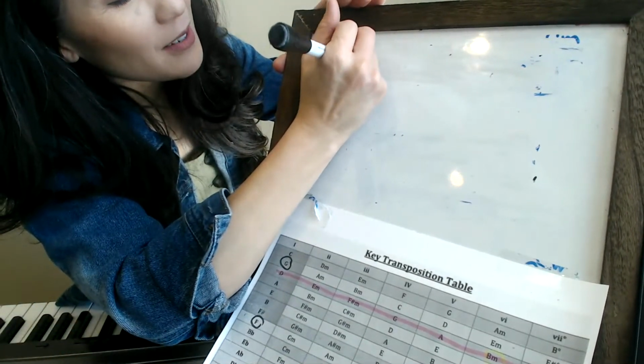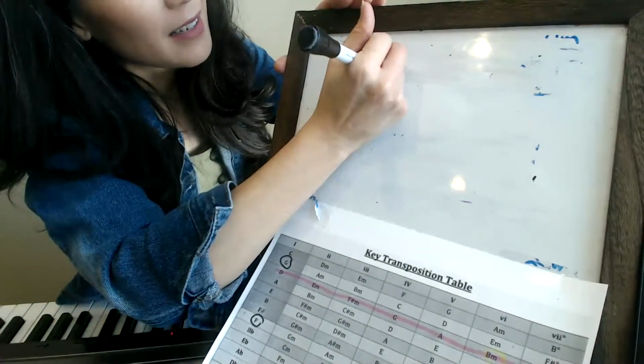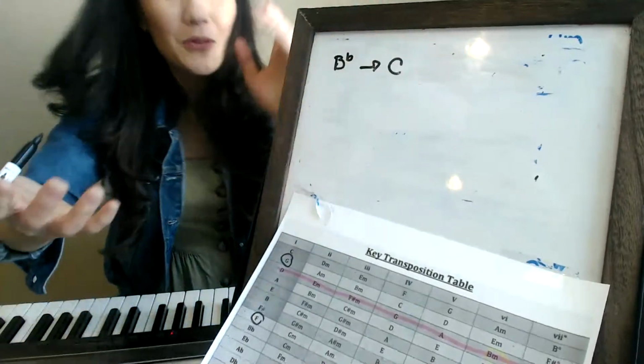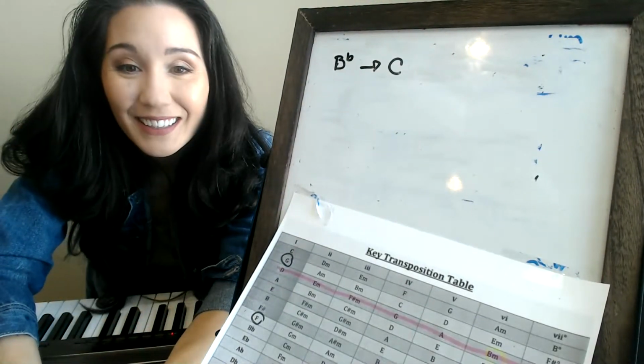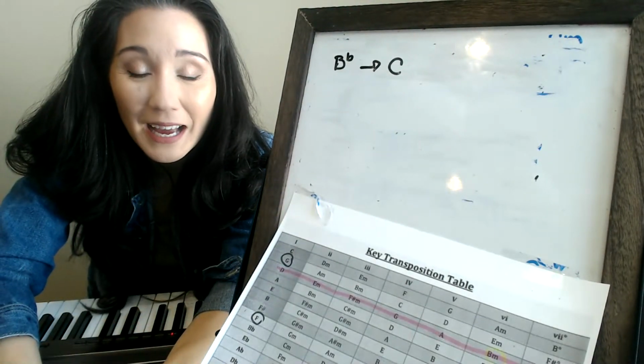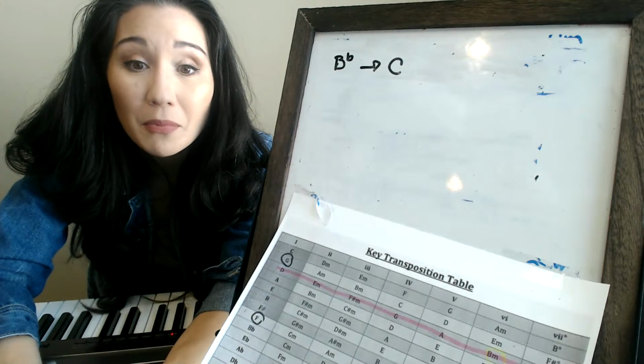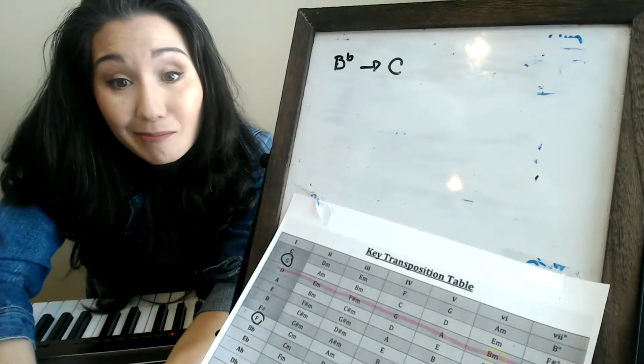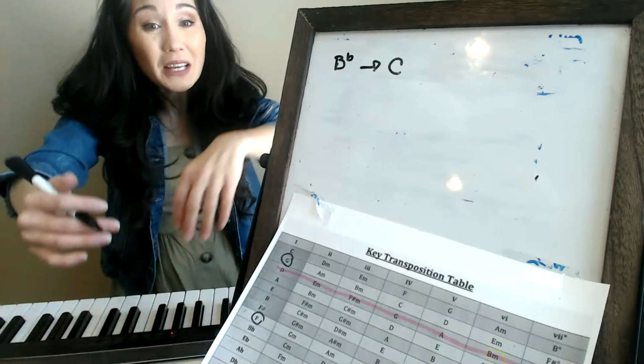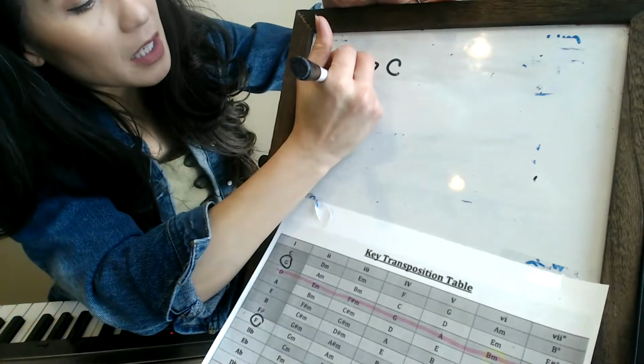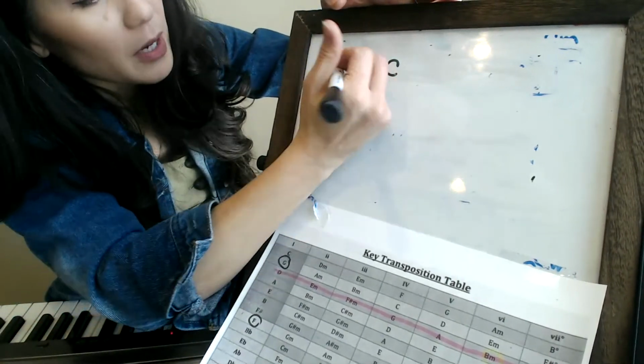So let's say this. If you have a song that's in the key of B flat, consider transposing it to C, because it's only a whole step away from the original key. So that may help. If you have a song in the key of B as well, try the key of C.